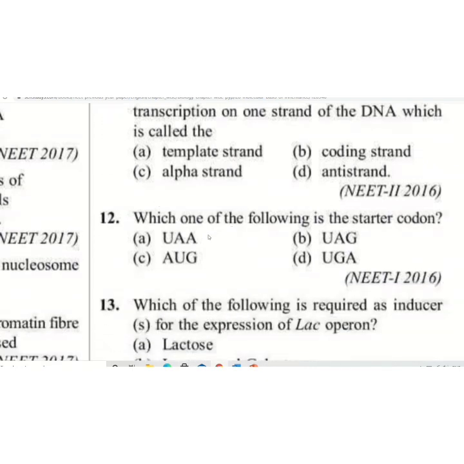Next. Which one of the following is the start codon? We know AUG is the start codon. Rest are stop codons. UAA, UAG, UGA are stop codons. AUG is the start codon.